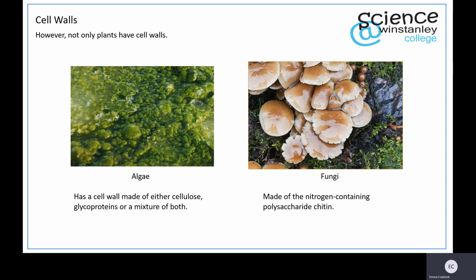Cell walls, however, are not only found in plant cells, other organisms have cell walls too. For example, algae have a cell wall which is made of either cellulose, glycoproteins, or a mixture of both. Whereas fungi have a cell wall made of the nitrogen-containing polysaccharide chitin. What I mean by polysaccharide is a long chain of sugar. So for example, starch is an example of a polysaccharide because it is a long chain of glucose.